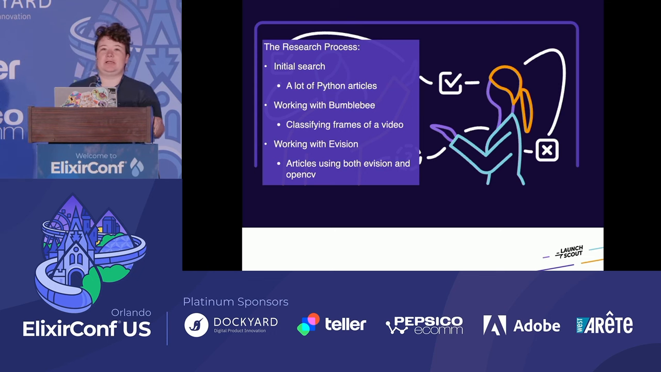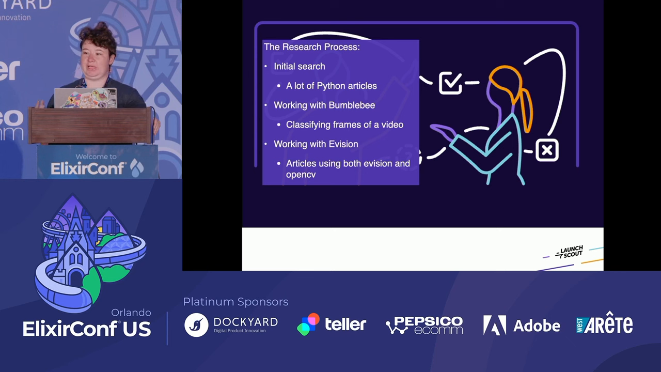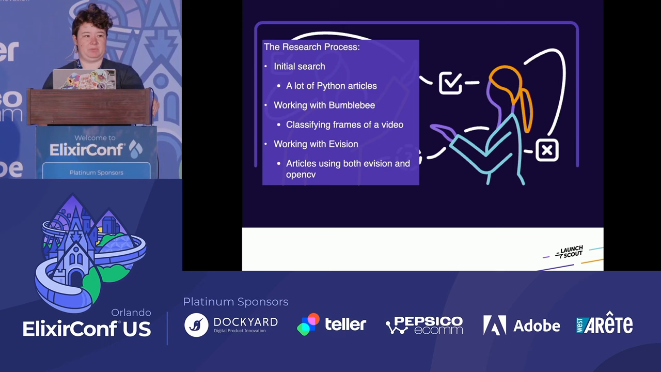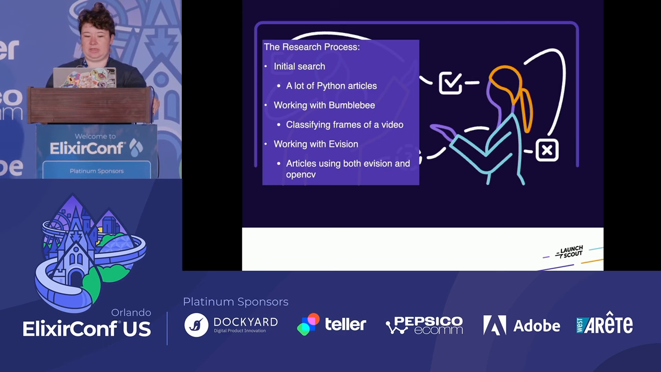So it became clear that I was going to have to improvise a little bit, get creative here. I did find an article about how to classify an image frame by frame of a video using Bumblebee. And this seemed like it was probably my first start. It wasn't the final goal, but it at least taught me how to manipulate videos, and it was also showing me how to use Bumblebee. So I was looking into this.